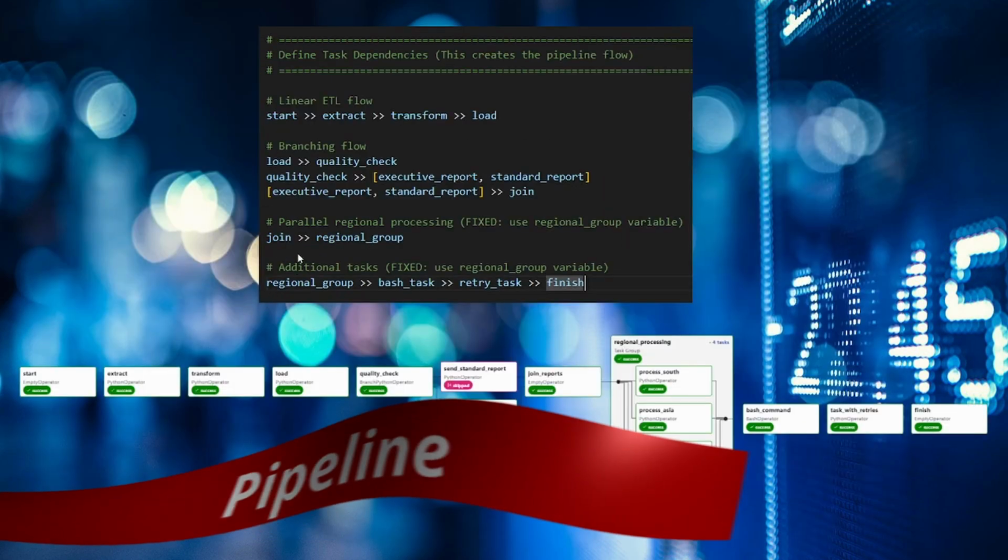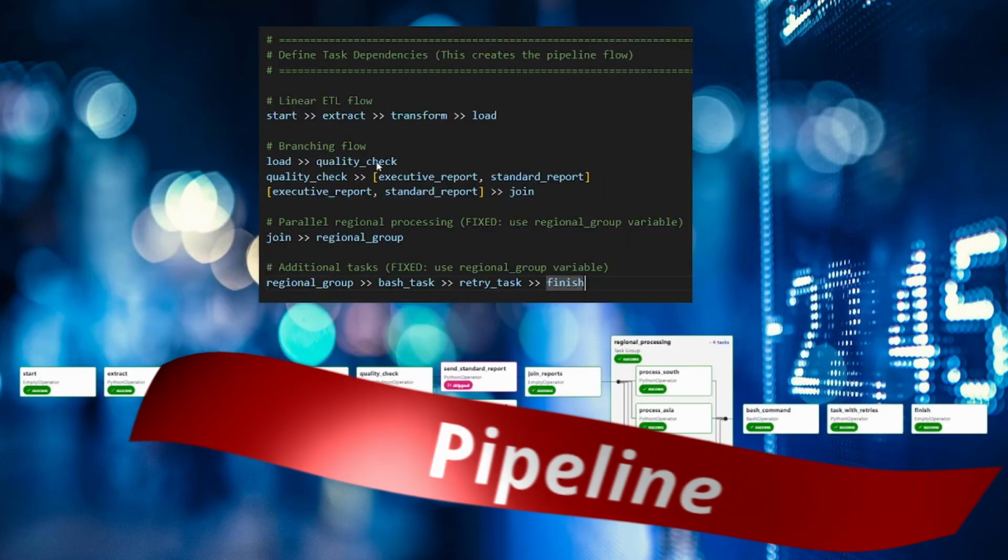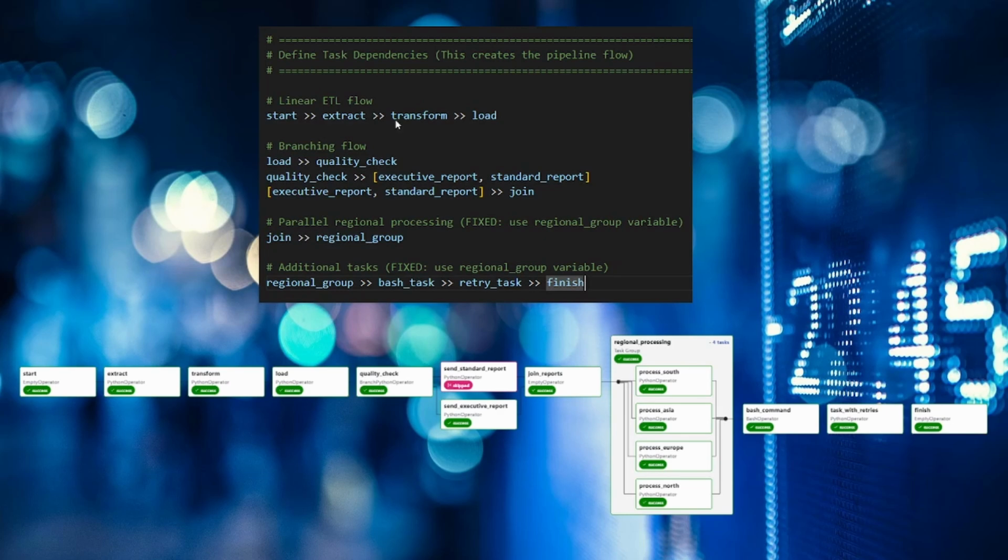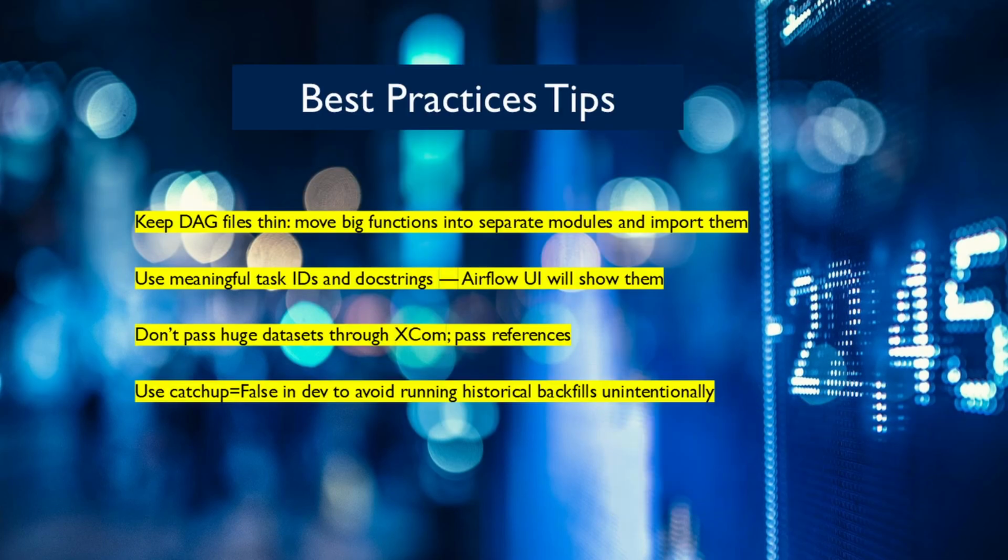And this is how the DAG pipeline is created, by defining task dependencies: the linear ETL flow, branching flow, parallel regional flow, and additional tasks like bash, retry, etc. And here are some best practice tips you can go through.